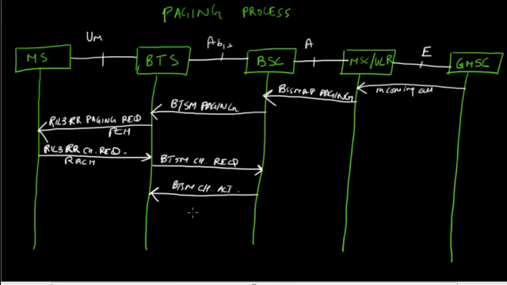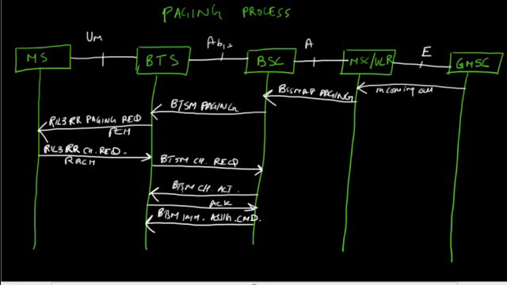After that it sends an immediate assignment message, a BTSM immediate assignment command, to the BTS. In between that, the BTS acknowledges that it has got the channel activation message, which asks it to activate a second layer signaling channel between the MS and the BTS, which is going to be a standalone dedicated channel.